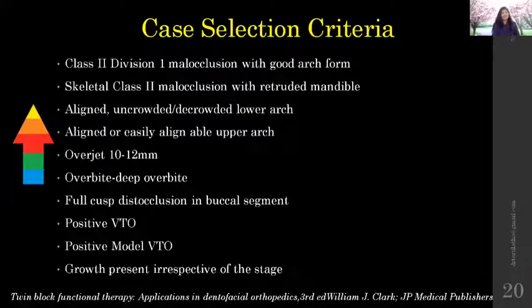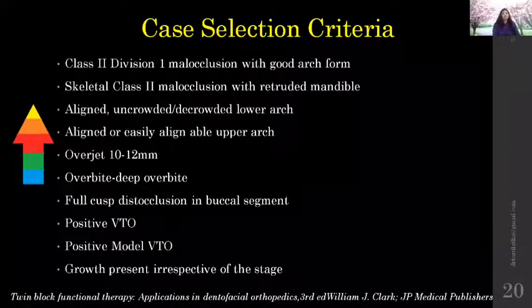So, well-aligned upper and lower arches. Maybe if there is spacing, that is okay. You can give it. And overjet of about 10 to 12 millimeters is pretty much okay. Overbite, if you have a deep overbite, that is also very good for the twin block appliance.